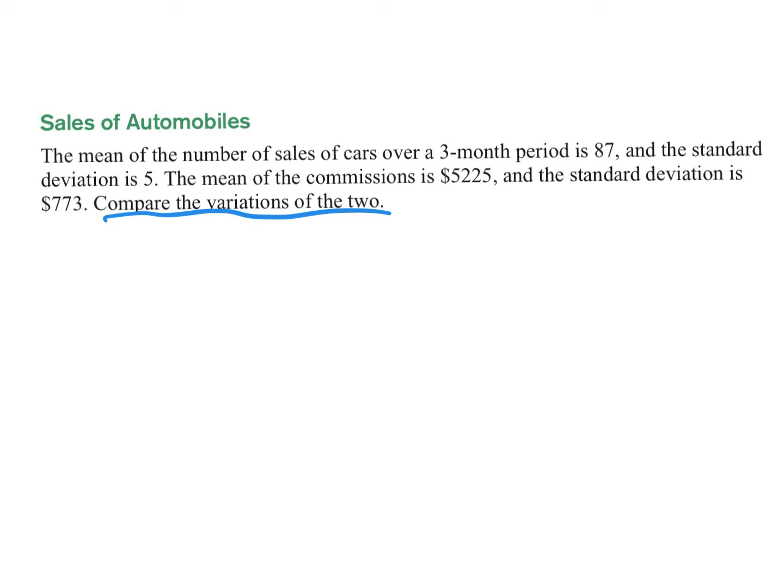While there might be some kind of relationship between those two in this particular scenario, we can compare how variable one is compared to how variable the other one is using the coefficient of variation. And so what we're going to do is we're going to set up one for the number of cars. Let's do that. Number of cars. We're going to look at the coefficient of that. And then we're going to look at the commissions.